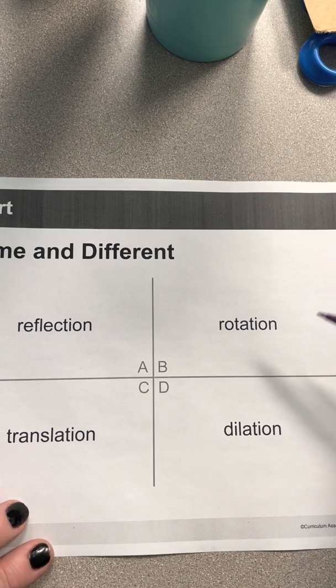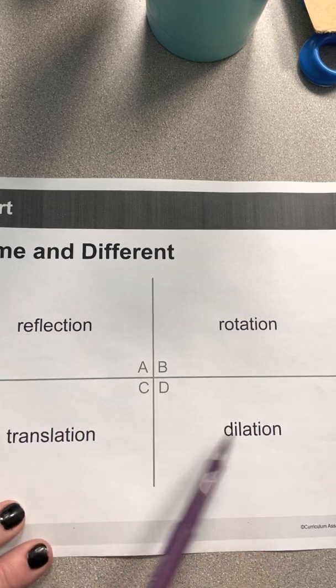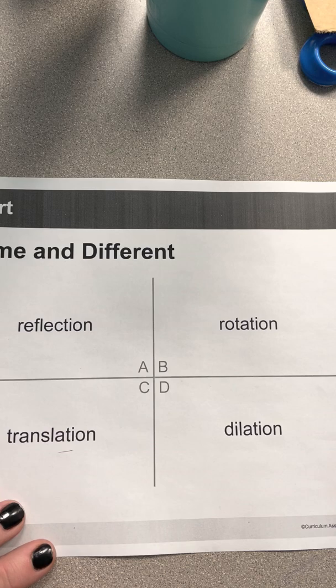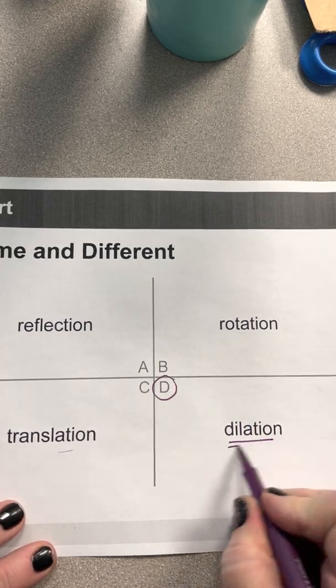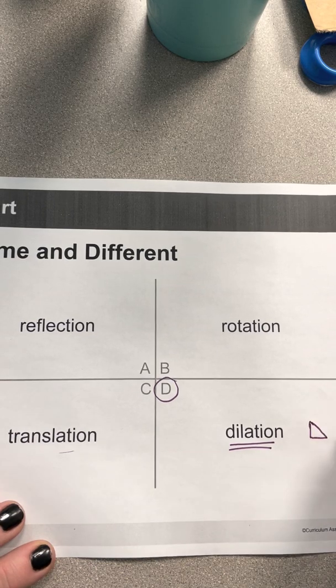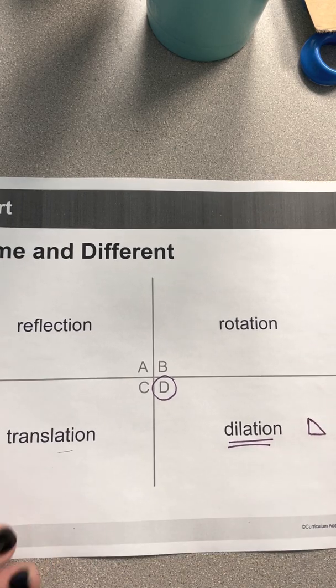Okay, I'll let you think for a minute. Which one of these are the same? Which one is different? If you want to pause it and write down what you think and then check it in just a minute. All right, what we came up with is D was different. Dilation doesn't change the shape, but it changes the size.